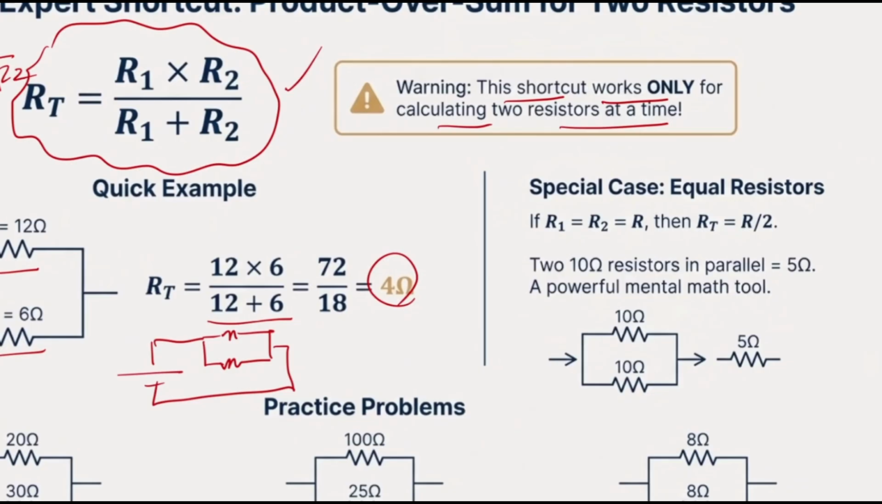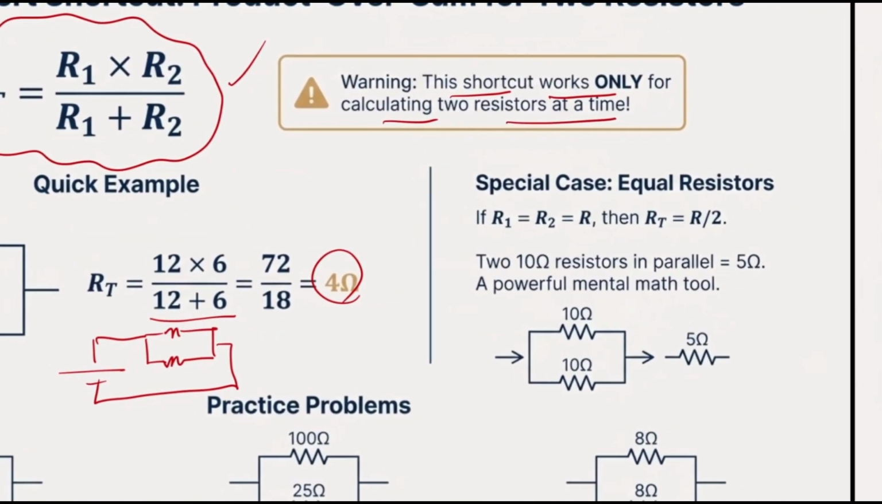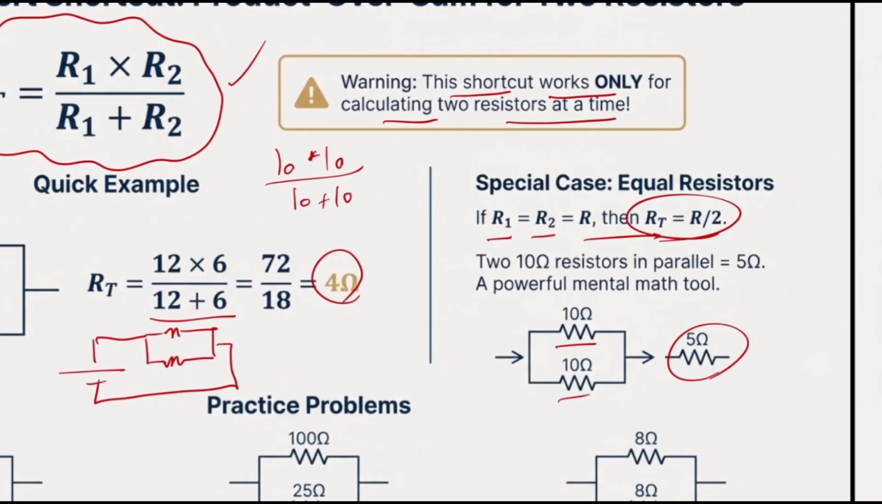So what would happen if rather than just 2 or 3 different resistances, I do have 2 equal resistances? At this point, if I assume that my R1 equals R2, my R total would be R divided by 2. Imagine that you have 10 and 10, my final would be 5. Maybe some of you would ask how? Let's do it. 10 multiplied by 10 divided by 10 plus 10. It would be 100 divided by 20. It would be 5 ohm.